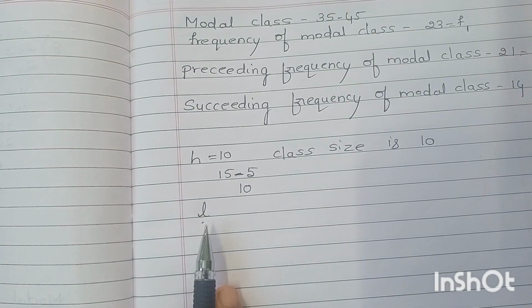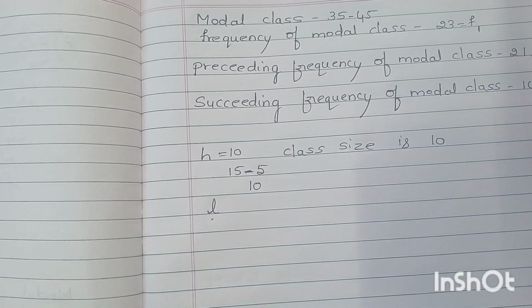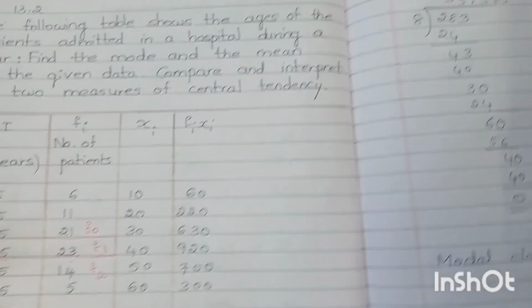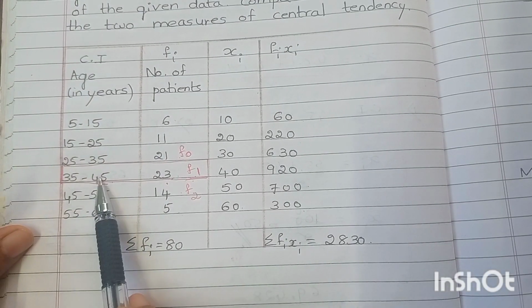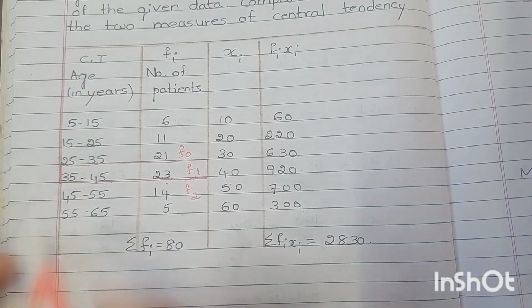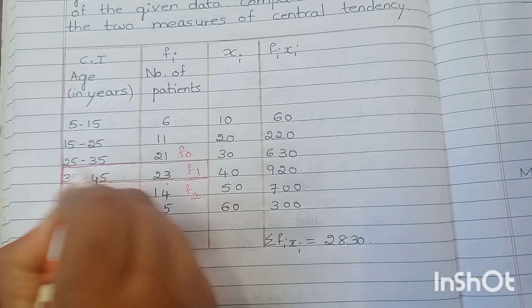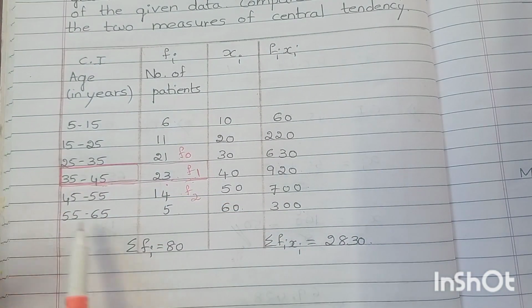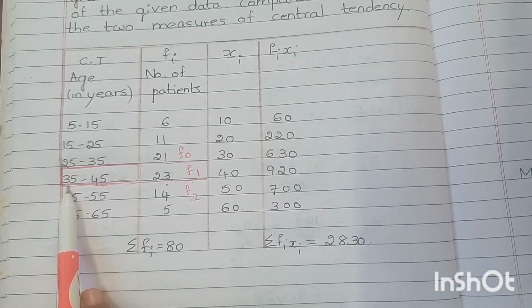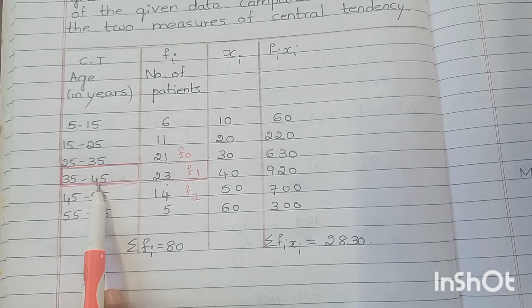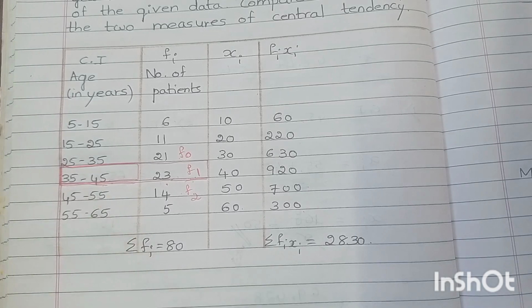L means lower limit of the modal class, isn't it? So which is the modal class? We know that 35 to 45 is the modal class, right? This one is the modal class. Then this is the lower class limit, this is the upper class limit. I have explained this in exercise 13.1. Therefore L is equal to 35.